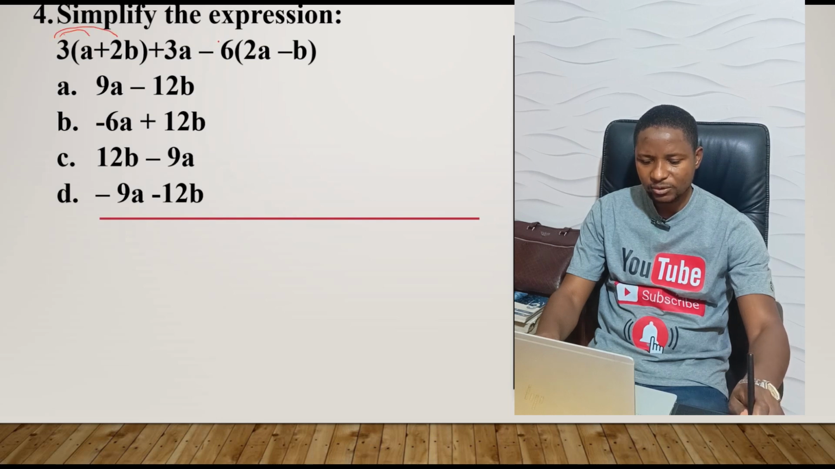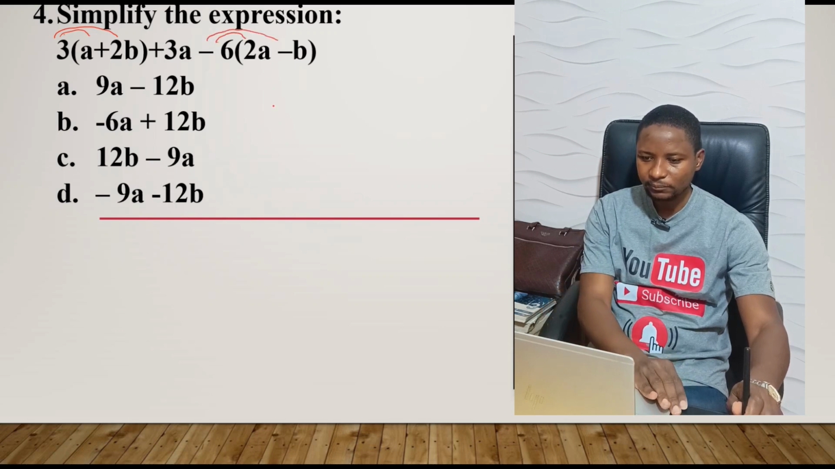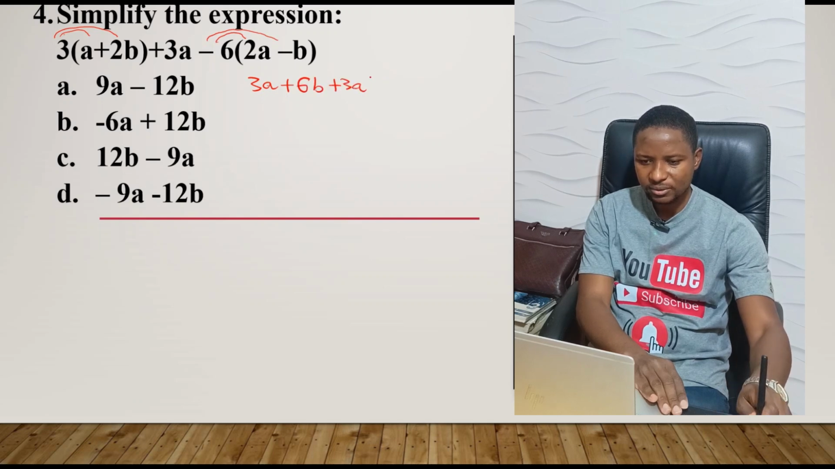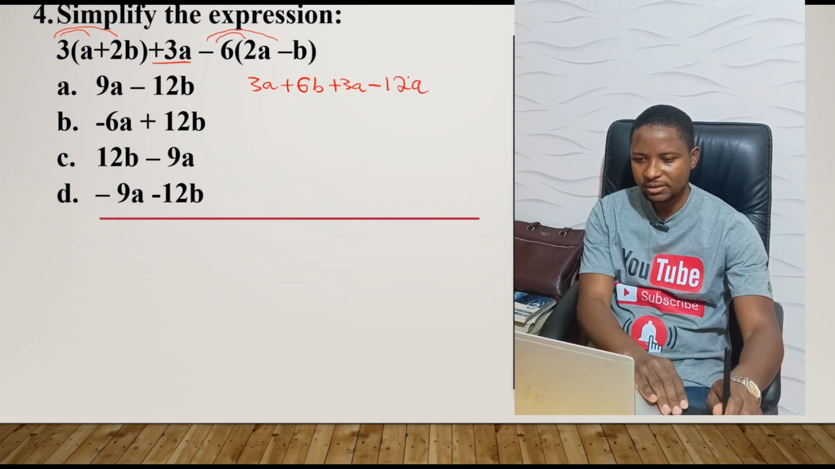And when you get to this point, -6, they are together, multiply 2A, -6 again, multiply negative B. So let's go. 3 times A, you have 3A, plus 3 times 2B, you have 6B. The plus 3A, just write it. It has no effect on any of the brackets. So -6 times 2A, that's -12A. -6 times -B, you have a positive 6B.